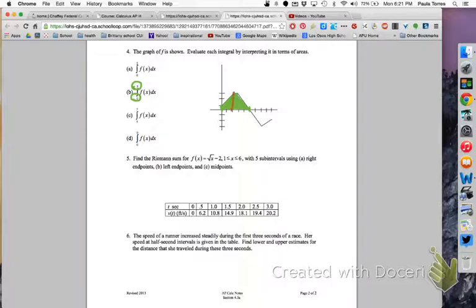I already knew this area right here was 4, because I found that in problem A. And so I'm just going to find the stuff to the right of that, which happens to be another trapezoid, only this time the bases are running horizontal. So my two bases, the top one is 1, the bottom one is 3, and the height is 3. So I get a grand total of 6, and I have to add that to the stuff on the left. So the area under the curve between 0 and 5 is 10.